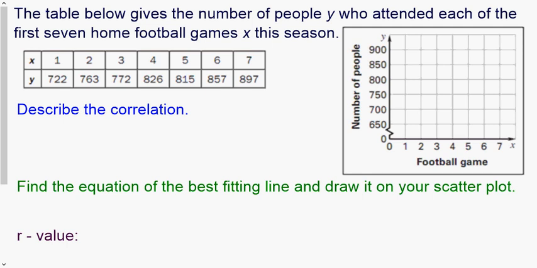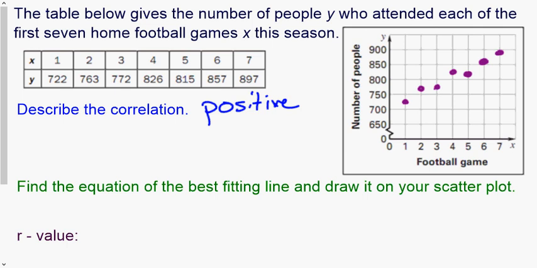So what we need to do first is plot these points. So please pause the video and plot those points. All right, so once you plotted the points, it says describe the correlation. I would say these are generally going up, so it has a positive correlation. Find the equation of the best fitting line and draw it on your scatter plot.